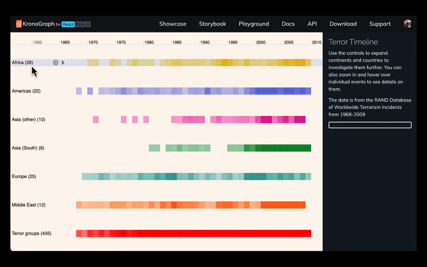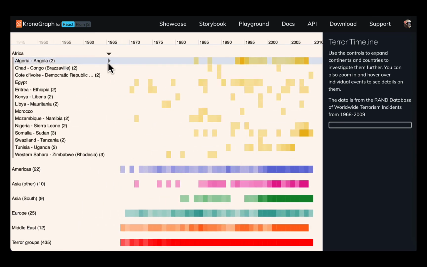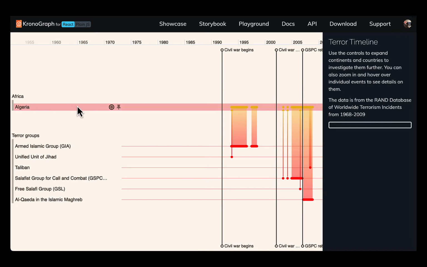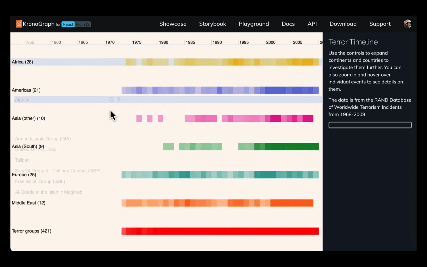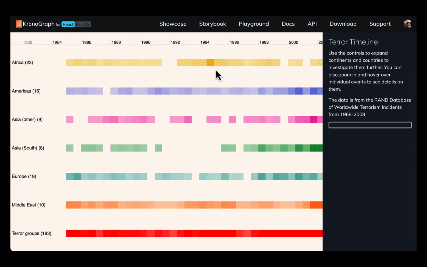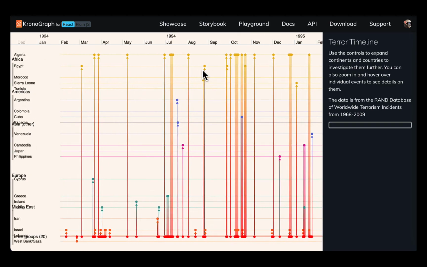For example, here in Africa, we've got 28 countries. I can expand that to look at the individual countries inside of that, and then maybe pin one so I can focus just on Algeria and the terror events that have happened in Algeria in the last 40 years. But let's unpin this and look at the total amount of activity. We can see, for example, that in Africa we had a distinct spike in our terror activity around 1994. So we'll zoom in on 1994.